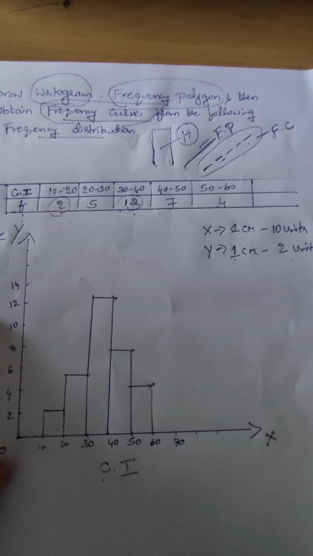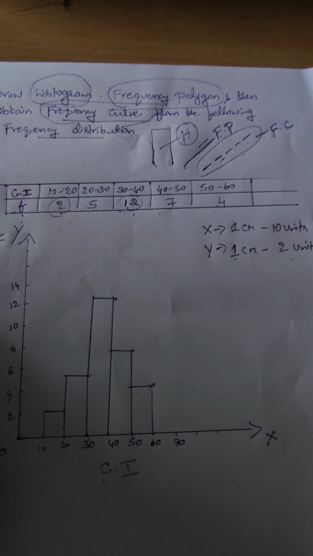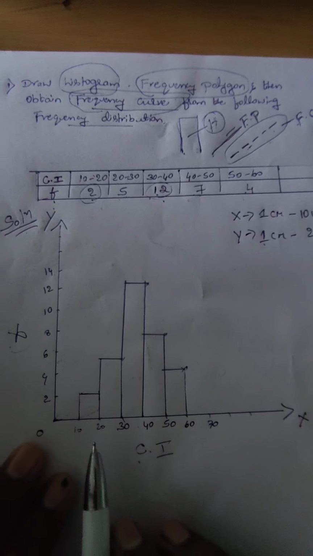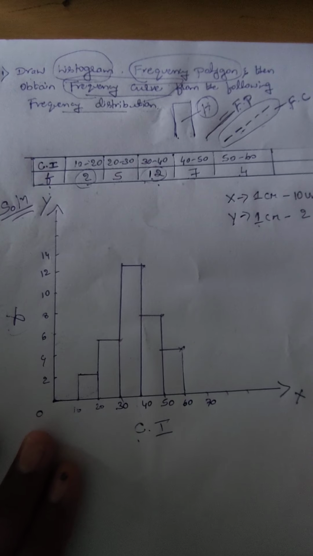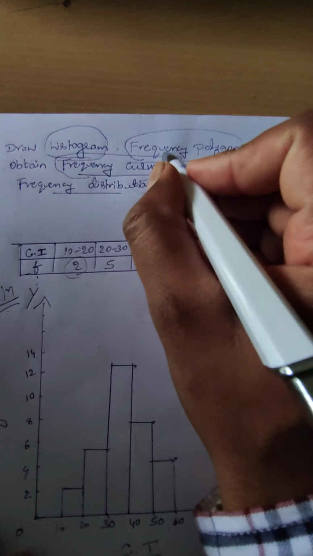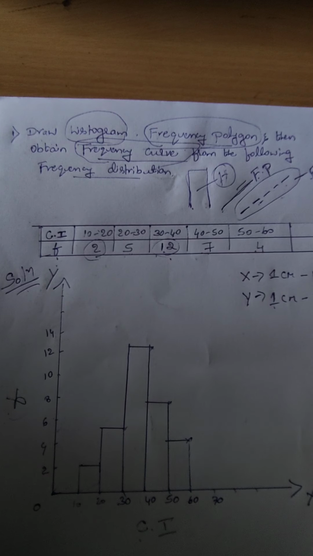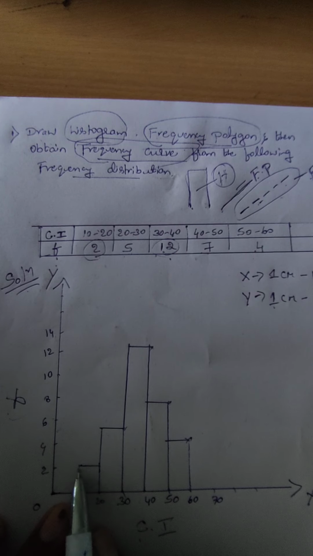Okay students, this is the way of drawing a histogram. First, we draw the histogram. After drawing the histogram, next we draw the frequency polygon. After drawing a histogram, identifying the frequency polygon is very easy. The midpoint of each class interval, 10 to 20 and so on, is used. We have already identified the frequencies.